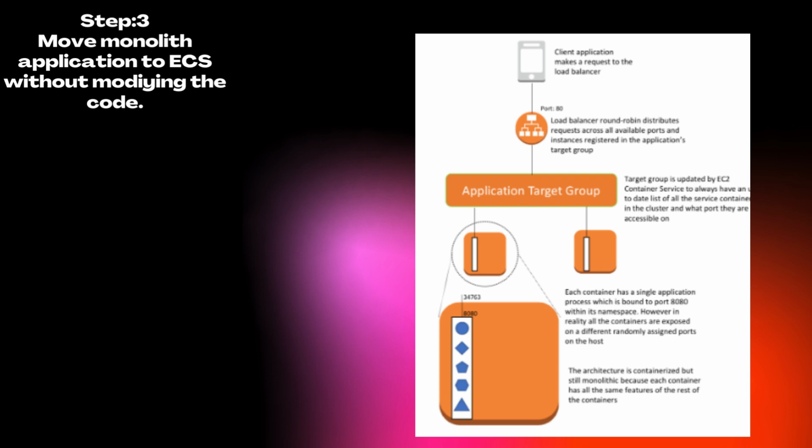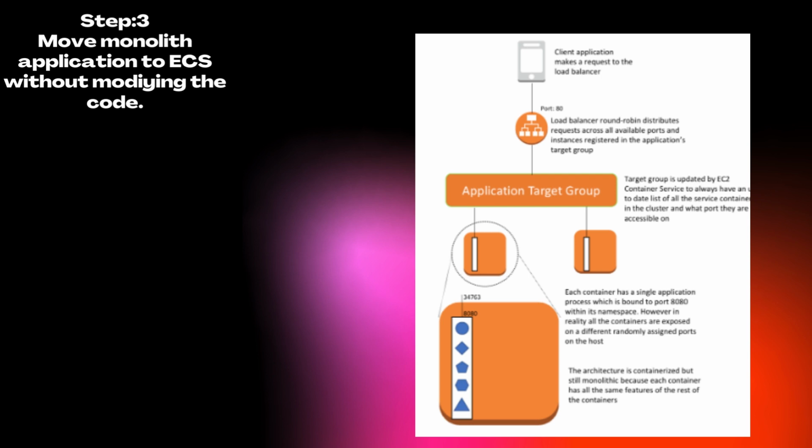Once you move the application as monolithic, here we have a load balancer, and the load balancer does round robin, distributing the requests to the different application target groups. Each container has a single application process, which is handled on a specific port. Remember guys, these are specific ports. Even though the normal port is 8080 or port 80, the application talks on a port basis. Port basis means the application components will talk to each other on a port basis.